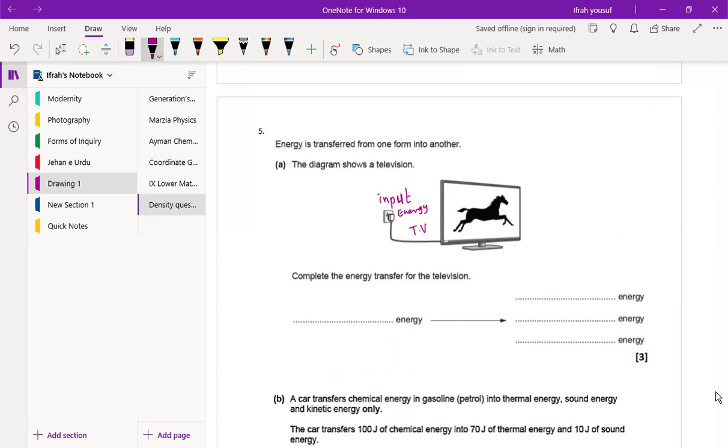Yes, electrical energy, beta. Okay, right. And what could be the output? We can see the light, we feel the heat, and we hear the sound. Yes. So sound energy, thermal energy or heat energy, right? And light energy, or we can say visible light energy.